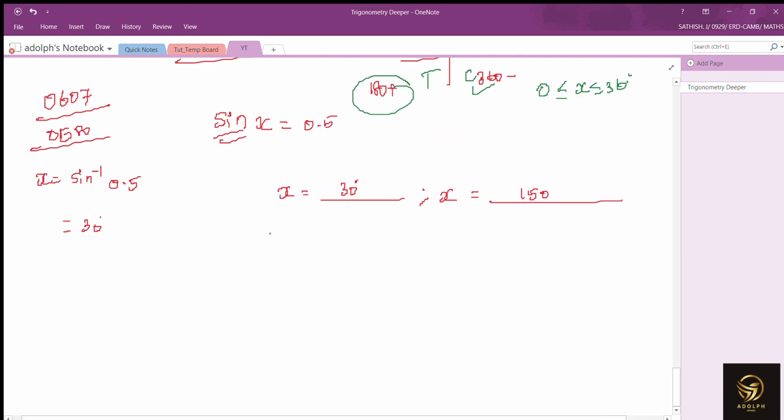We can consider this scenario. Suppose they have given three blanks, or four blanks, then how do we have to answer? The first one I already said: 30° is the calculated value we got from the table. The second one is, since it is sine and it is positive in the second quadrant, the answer is 180 minus 30, which is 150. That is the second answer.